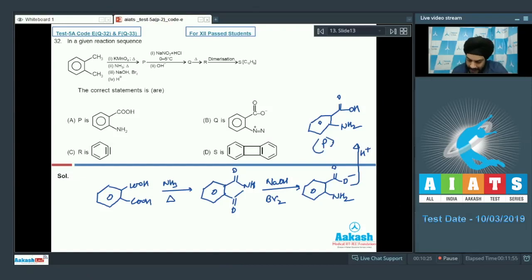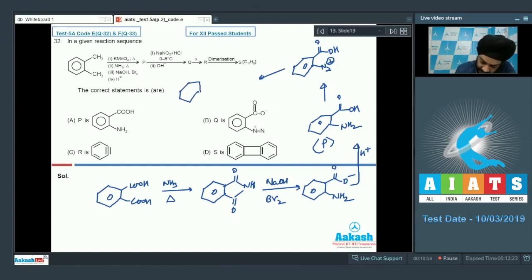Now this P is allowed to react with NaNO2/HCl. So the NaNO2/HCl will convert this NH2 into N2+, and when this is subjected to basic medium, it is going to extract this proton from the carboxylic acid, leading to the formation of carboxylate anion. So this is going to lead to the formation of the structure which is represented by the letter Q.